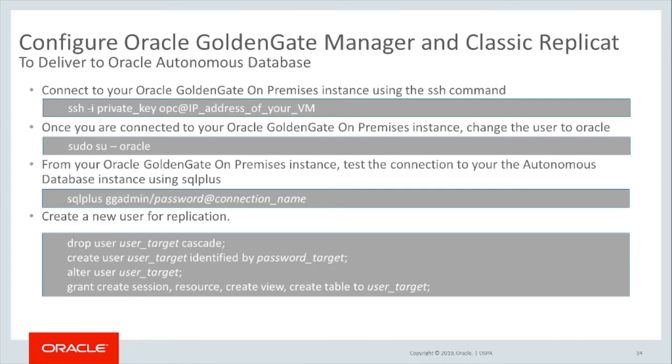Configure Oracle GoldenGate Manager and Classic Replicat to deliver to the Oracle Autonomous Database. If you're not already connected to your Oracle GoldenGate on-premises instance, connect using the SSH command. Once you are connected, change to the user oracle. From your Oracle GoldenGate on-premises instance, test the connection to your autonomous database using SQL*Plus, and then create a new user for replication: drop user, create user, alter user, and grant the user create resource, create view, create session, and create table.